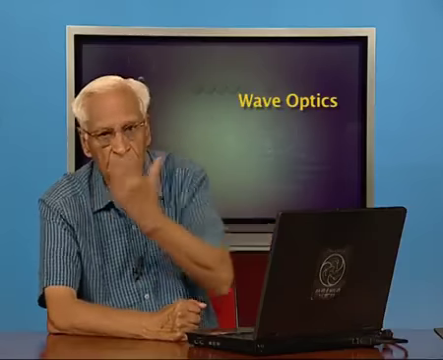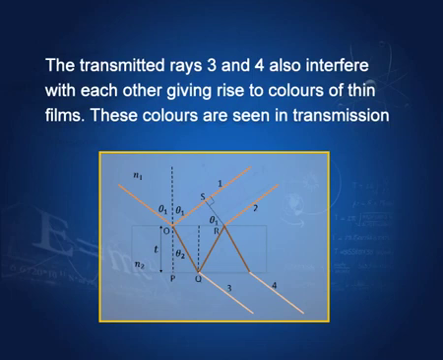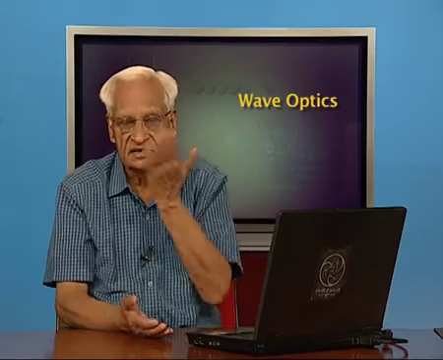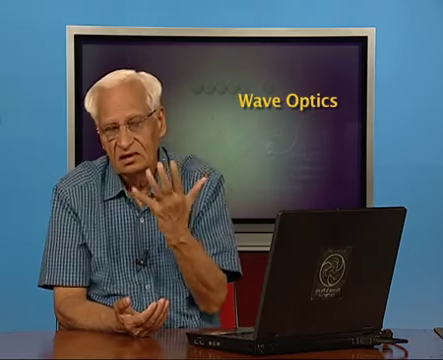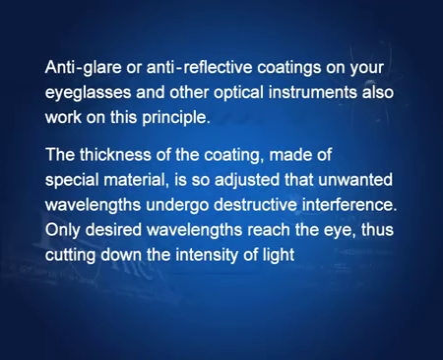This film is deposited on your eyeglass, and the thickness of this film is so arranged that only those colors which are allowed go through, the others do not. The net result is that the intensity of light decreases. The glare that you felt is no longer there. So, that is the basis of anti-glare or anti-reflective coating on your eyeglasses, and other optical instruments work on the same principle. The thickness of coating made of special material is so adjusted that unwanted wavelengths undergo destructive interference. Only desired wavelengths reach the eye, thus cutting down the intensity of light.